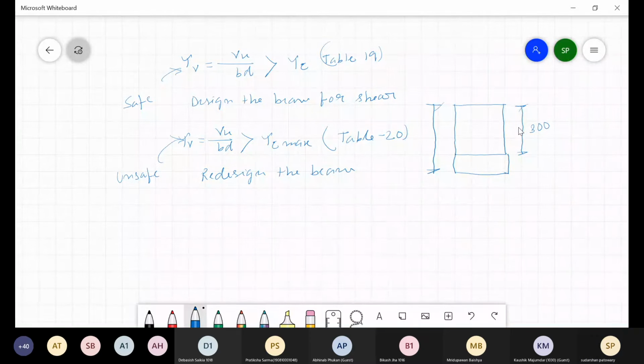Clear? Up to this much clear, everyone? Yes, sir.